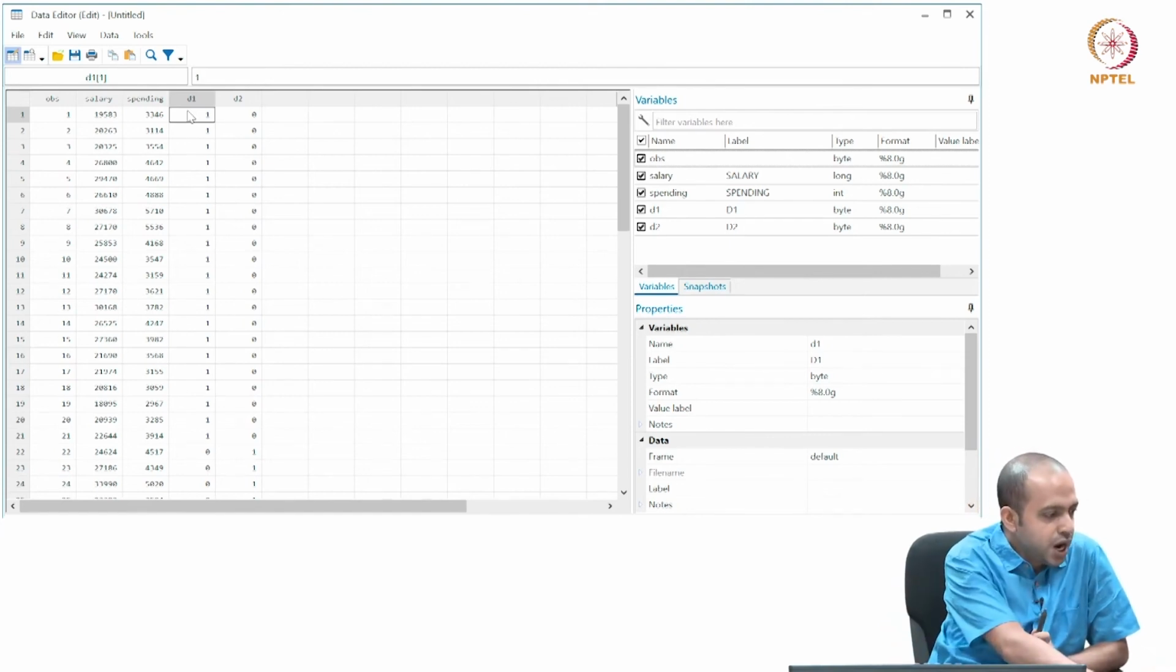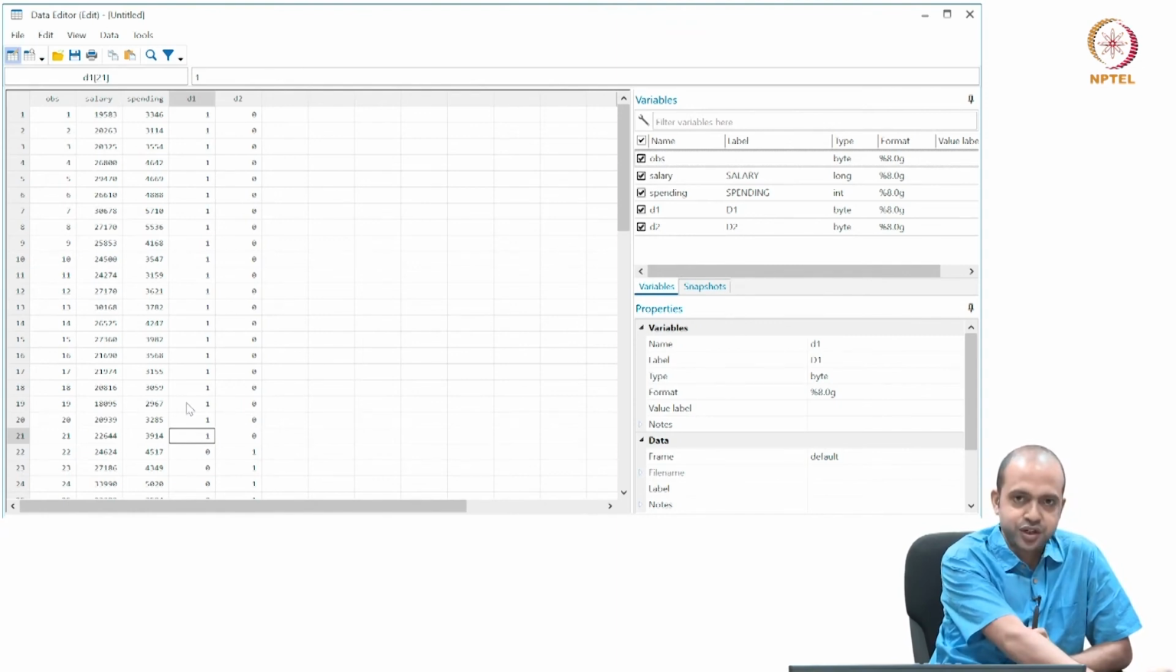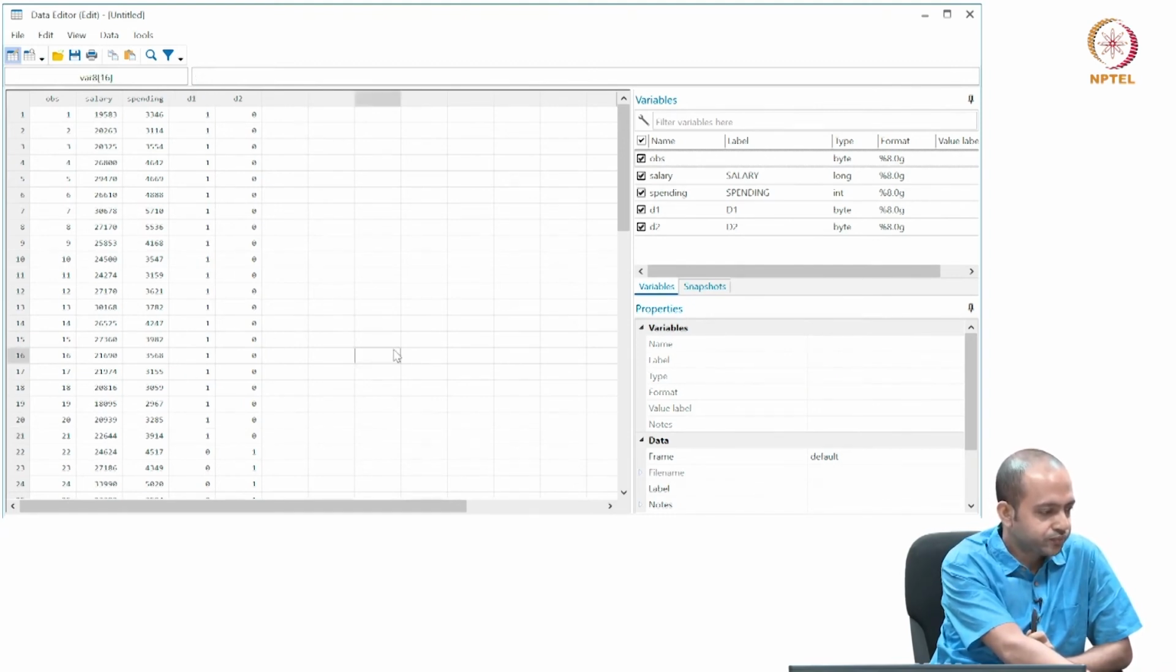So, from 1 to 21, see all these states, D1 takes the value 1, 1, 1, 1, 1, 1 up to 21. So, these first 21 states are basically coming from the northeast or north central region, that is why D2 is taking the value 0. After that, what is happening?